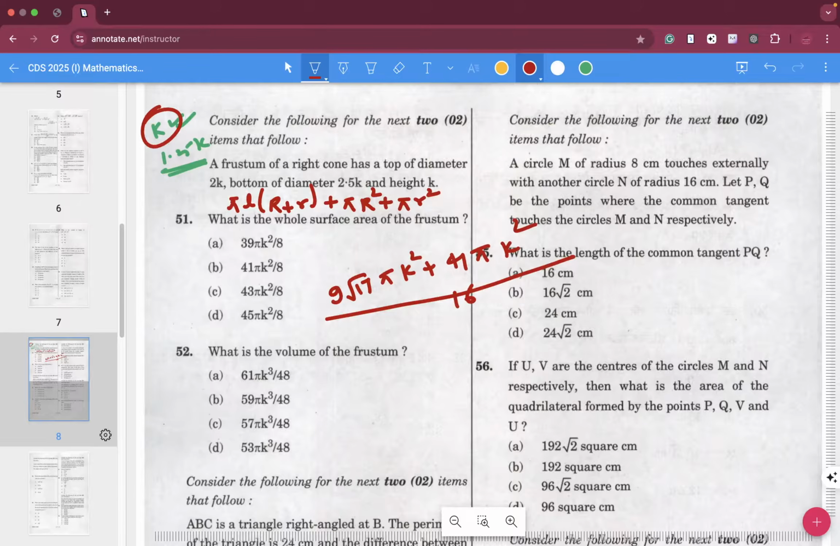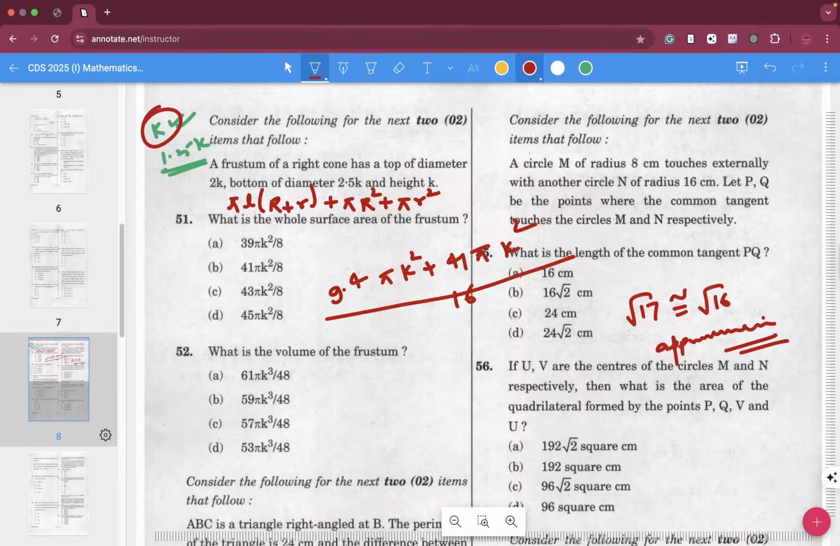So how do we proceed? If you look at this, this is root under 17. Is it almost closer to root under 16, almost equivalent to that? So I am doing something called approximation. Root under 17, I'm assuming that this is root under 16. So this one will become how much? 4.